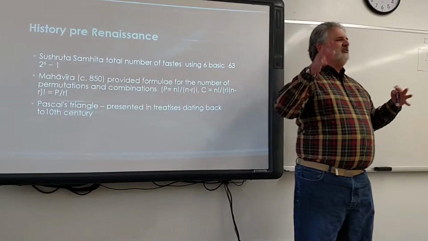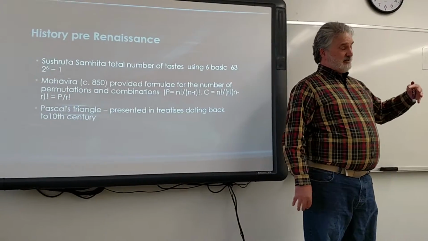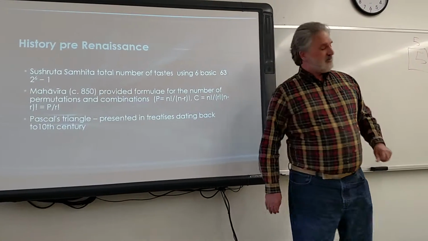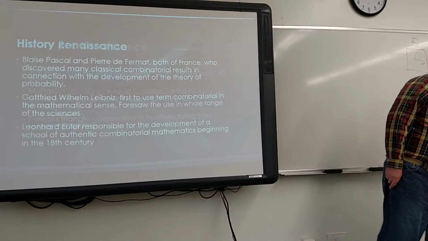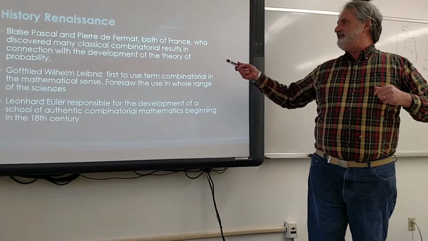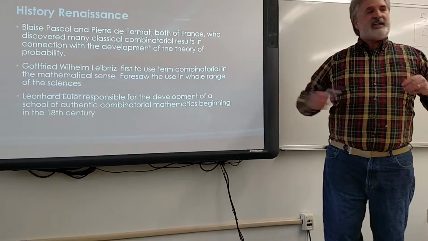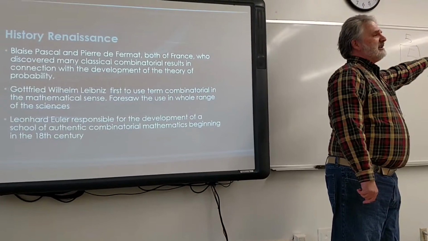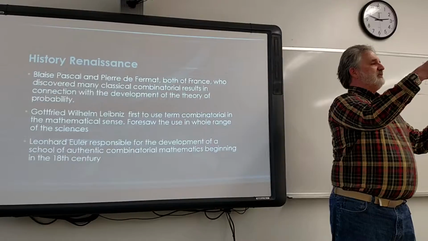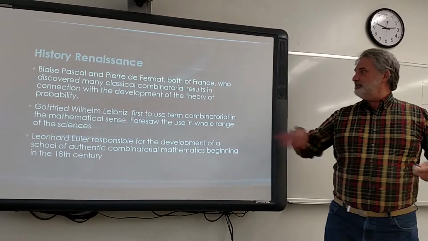And then Pascal's triangle is a very important part of combinatorics, but there's been theses done as far back as the 10th century where it was worked up. In the Renaissance period, Pascal and Fermat came up with a whole bunch of stuff as far as probability goes. Like in probability, you got to know how many outcomes you expect or you want and how many are possible.